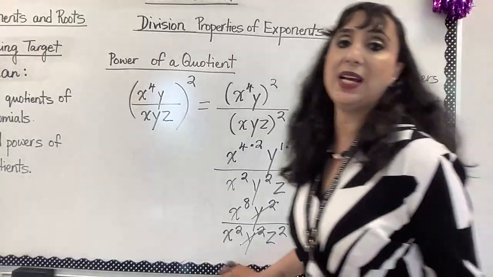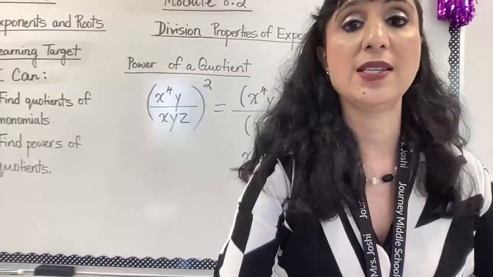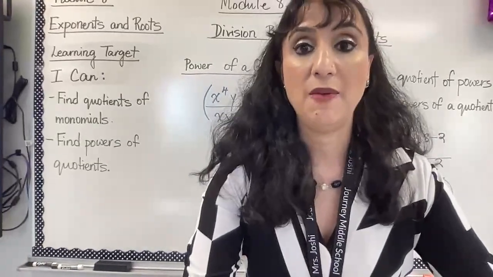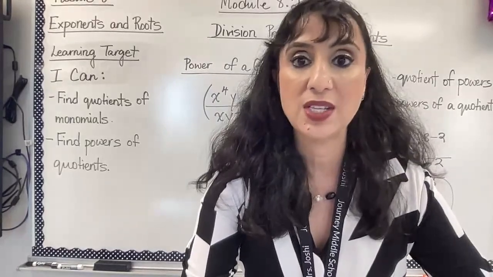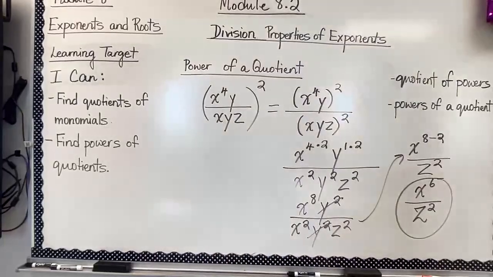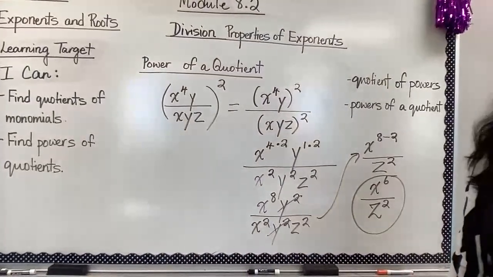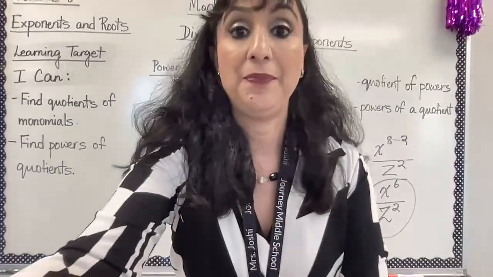And that basically concludes our lesson on the division properties of exponents, how to find the quotients of monomials, how to find powers of quotients, of basically using the properties that we have talked about, which is the quotient of powers and powers of quotient, to simplify these problems.